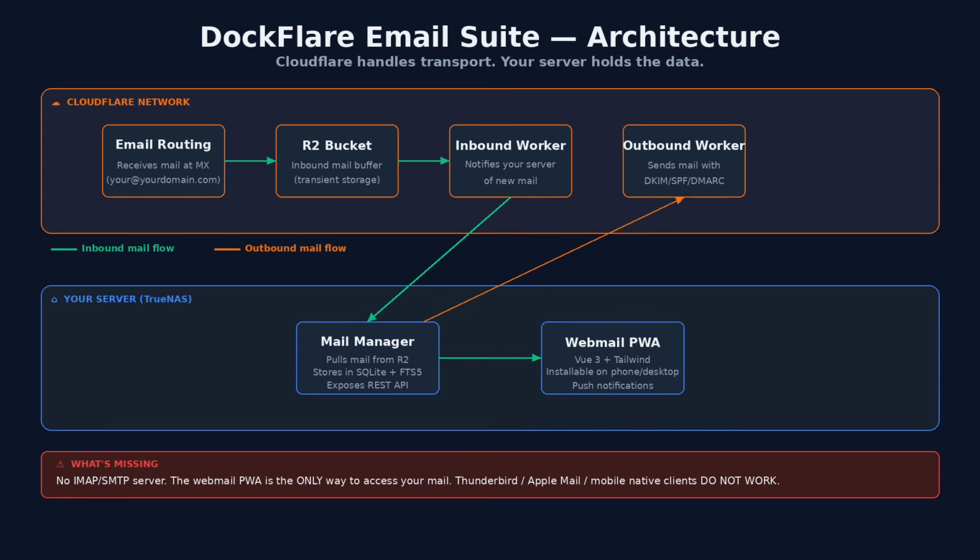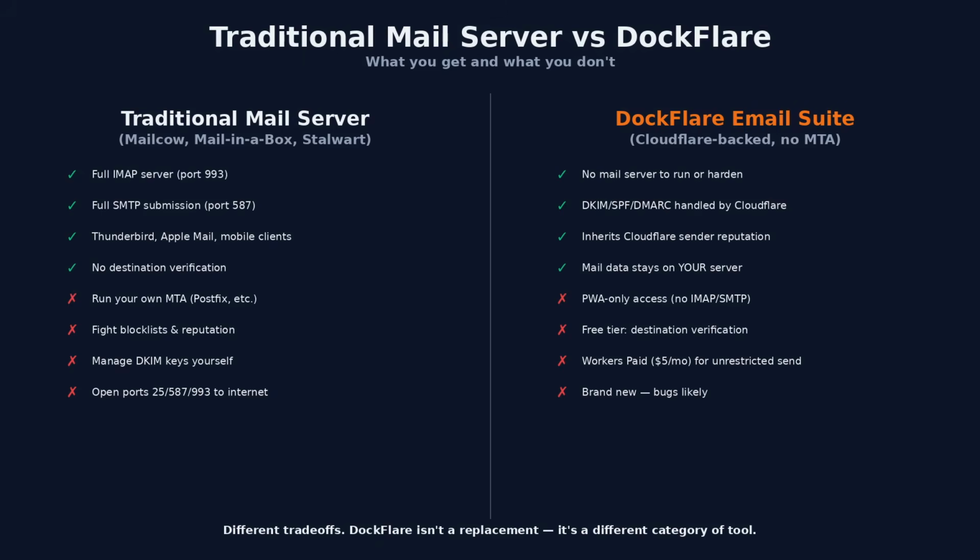But I want to be honest with you, this is not real email in the sense that most of you would expect. A traditional mail server gives you a full IMAP server on port 993 and a full SMTP submission server on port 587. You can point Thunderbird at it, Apple Mail, your phone's native mail app, Canary Mail, or anything that speaks IMAP. There's no destination verification and you can email anyone. The downside is you're running an actual MTA. That means you're fighting block lists, you're managing DKIM keys, and you're opening ports 25 and 587 to the internet if your ISP will even allow that.